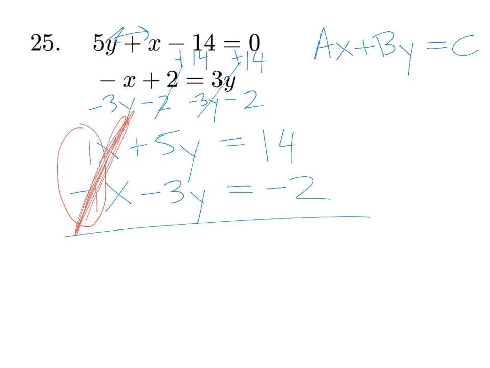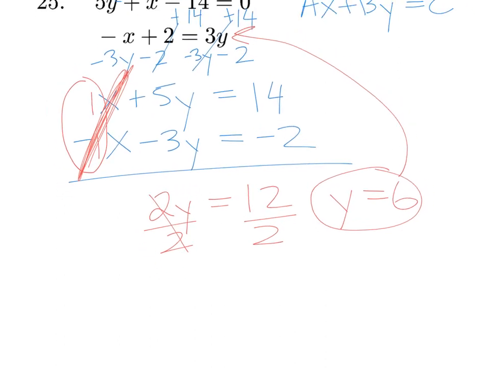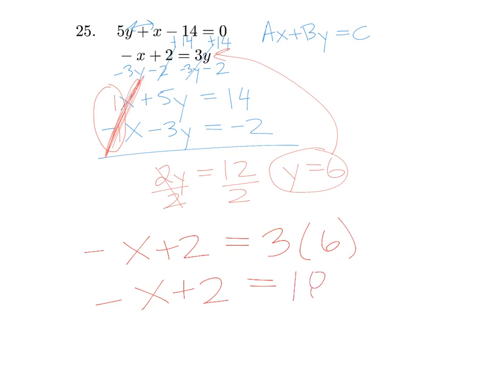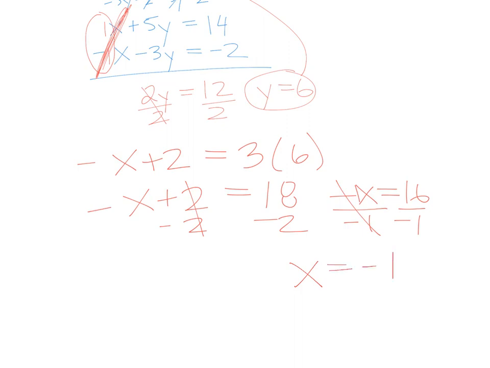And now I add up 5 and negative 3, which gives me 2. And then I have 12. So then I end up with y equals 6. All right, you take the 6 and plug it in wherever you like. I'll plug it into the second equation from the original setup. So I have negative x plus 2 is equal to 3 times 6. And negative x plus 2 is equal to 18. Subtract 2. Negative x equals 16. Divide by negative 1. And x is equal to negative 16.